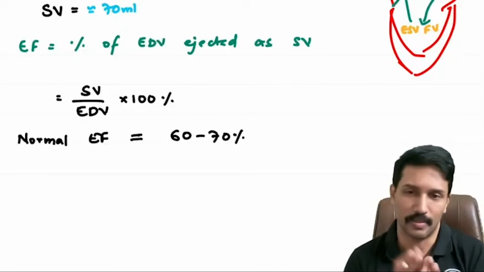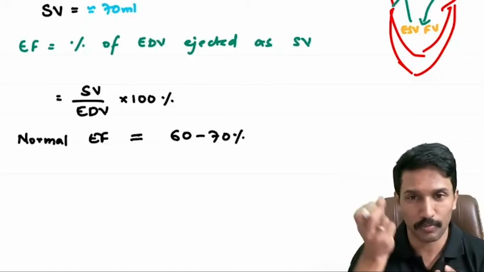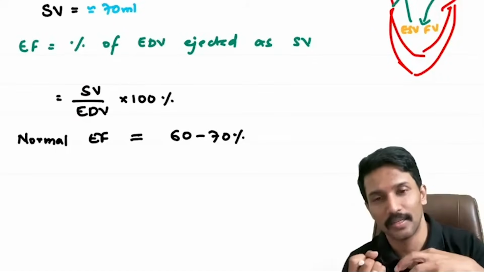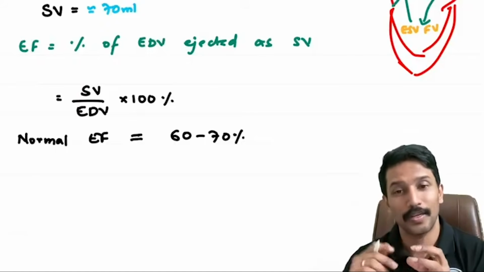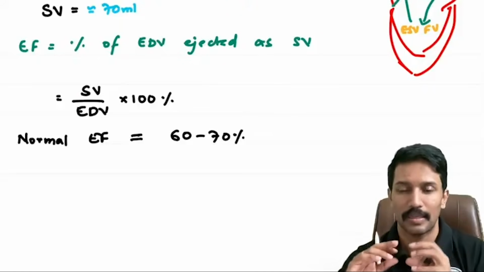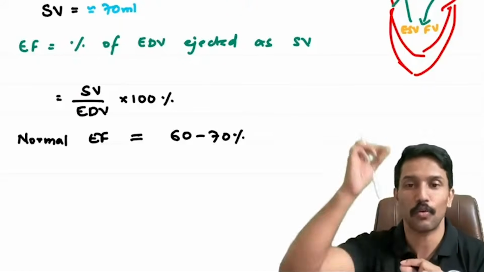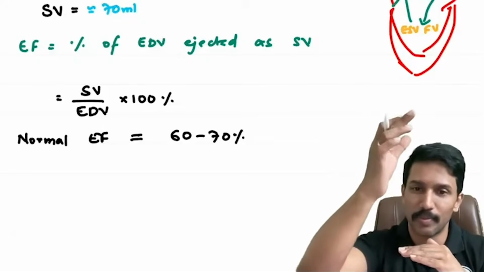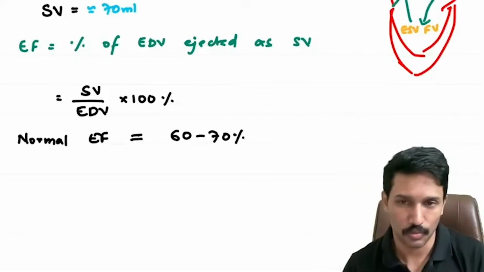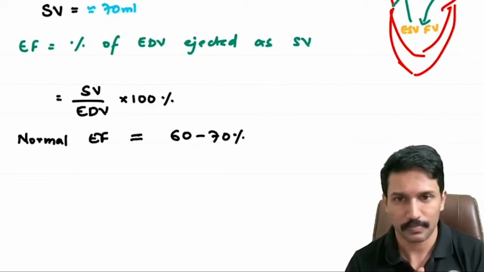That means if at the end of diastole the ventricle has 100 ml of blood, that includes the volume that got filled from the atria and the volume that was already remaining from the previous systole. Combined is end diastolic volume. Out of it, if my ejection fraction is 60%, then I will be able to eject 60 ml out of it, right? 100 ml is there as end diastolic volume. 60% of that is 60 ml. That becomes stroke volume. 60 ml becomes stroke volume, right?